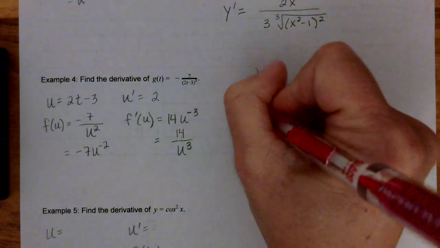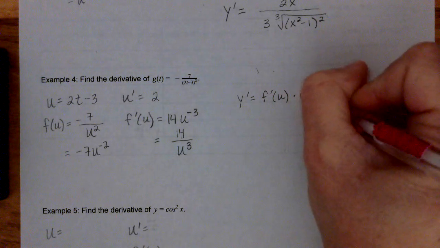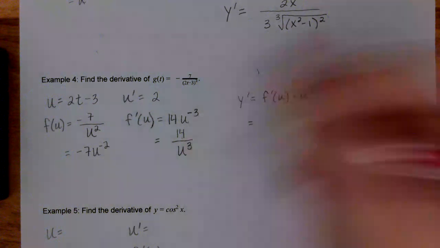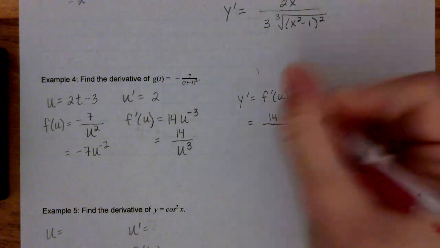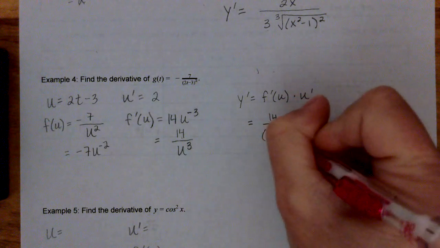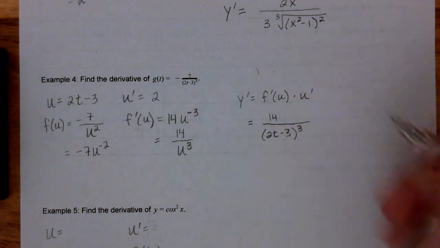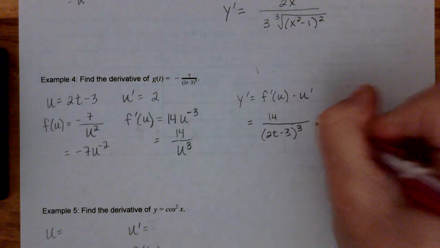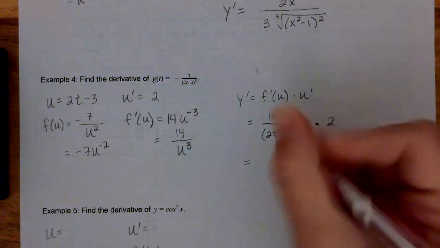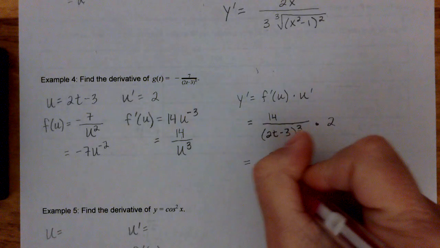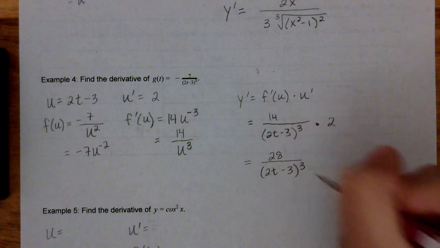So now my y prime is f prime of u times u prime, which is 14 over my u cubed, so 2t minus 3 cubed, times my u prime, which is 2. And so when I simplify, the 14 times 2 is 28 over 2t minus 3 cubed.